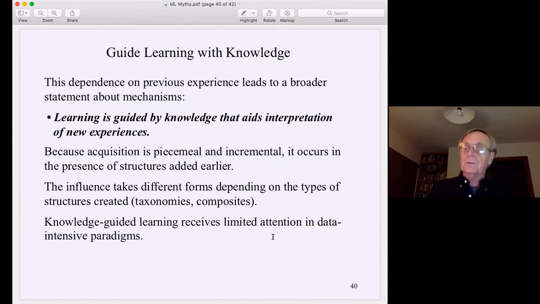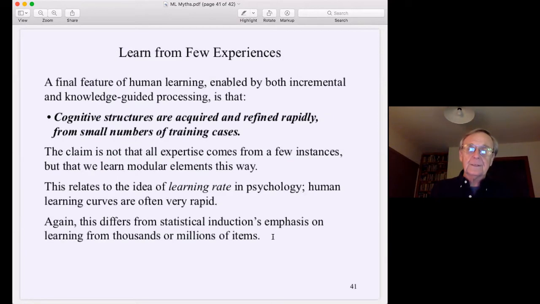I would say all human learning is knowledge-guided. You do see work on this in the deep learning community with so-called K-shot, few-shot learning, an expression that makes no sense to me at all. We used to call it rapid learning, learning from few training cases, but they've got their own term for it. That's related to this: we know that humans learn very rapidly from small numbers of training cases.